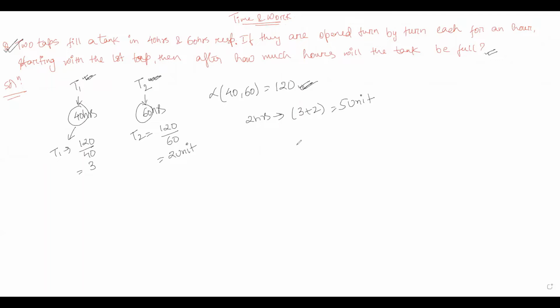So now let us calculate how many of these 2 hour periods it will take to fill these 120 units. So this would be simply 120 by 5, that is 24. So that means there have to be 24 two-hour periods to fill these 120 units of the tank. So the total time would be simply 24 into 2 hours, that is 48 hours.